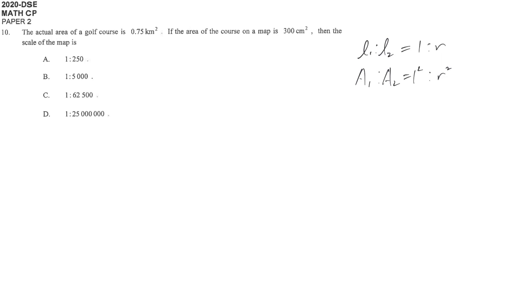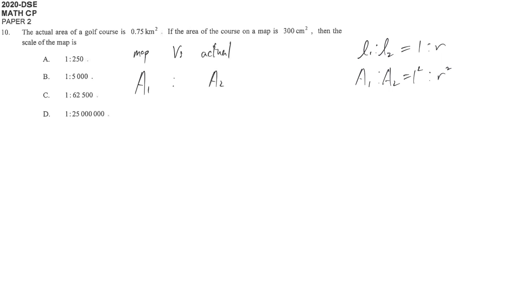Usually in the previous year questions, they give you the length ratio, which is the scale of the map, and then you are going to get the area. But now this question is reversed. They give you the actual area and the area on the map. That means they give you A1 to A2. I am used to writing down the smaller one first and then comparing with the actual one.